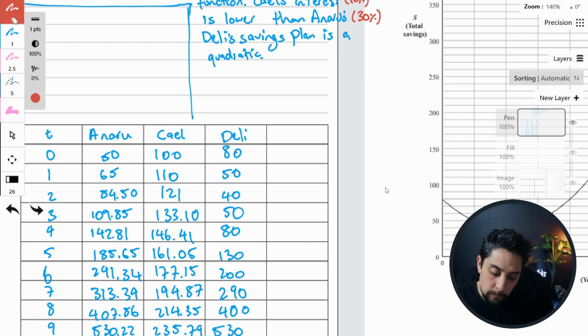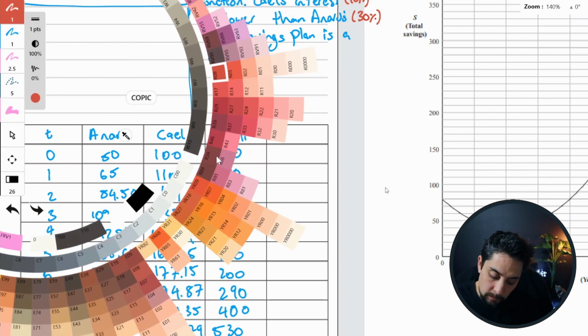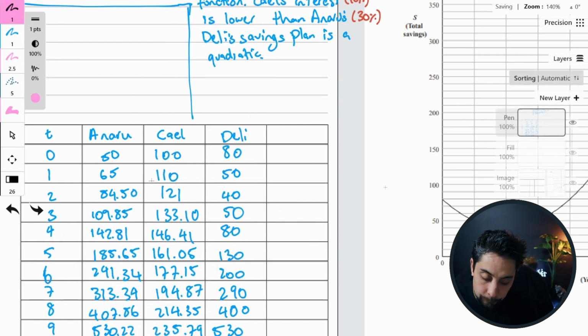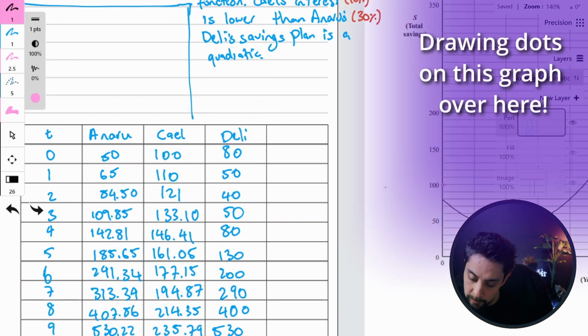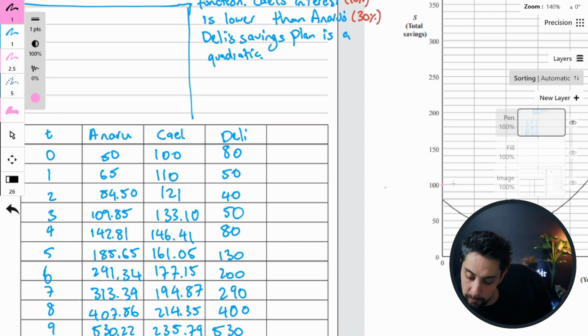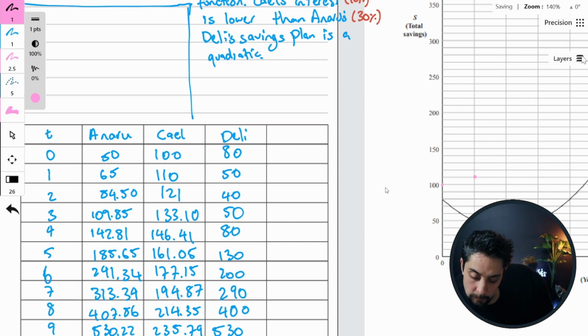Let's put in Kale's. Let's go with pink. Kale starts at $100. Then after year 1, they get $110. That's 110 there. Then year 2, they get $121. So there's 120, a little bit more than 120. That's probably a bit too much, so very, very close to 120. Next is 133.10.